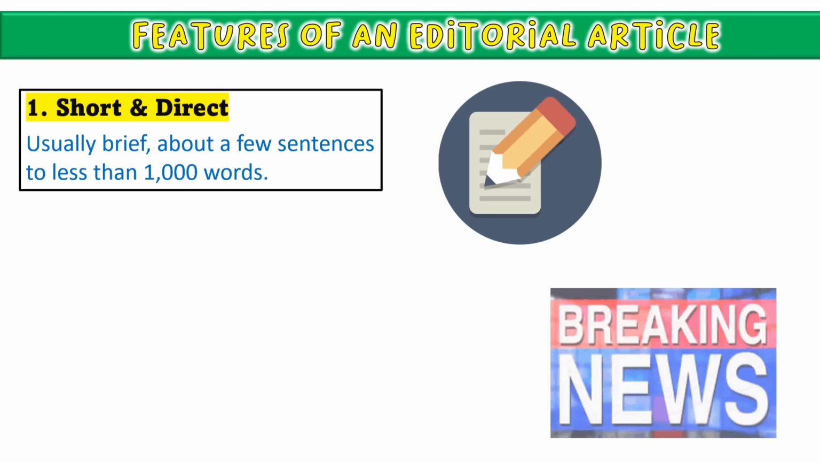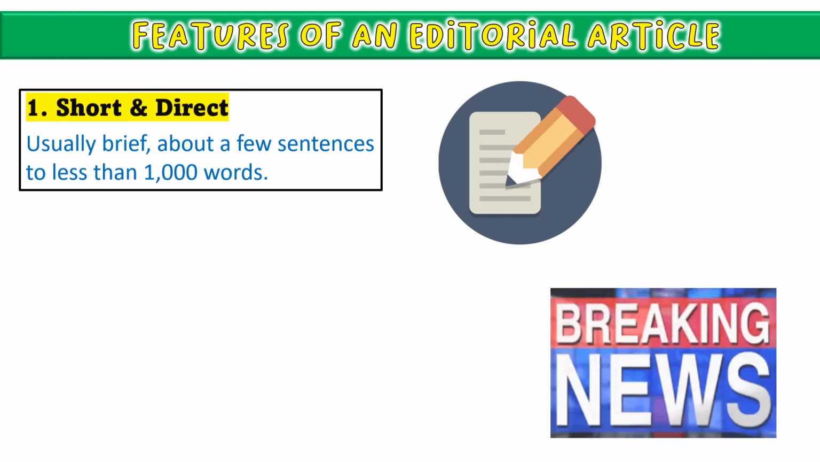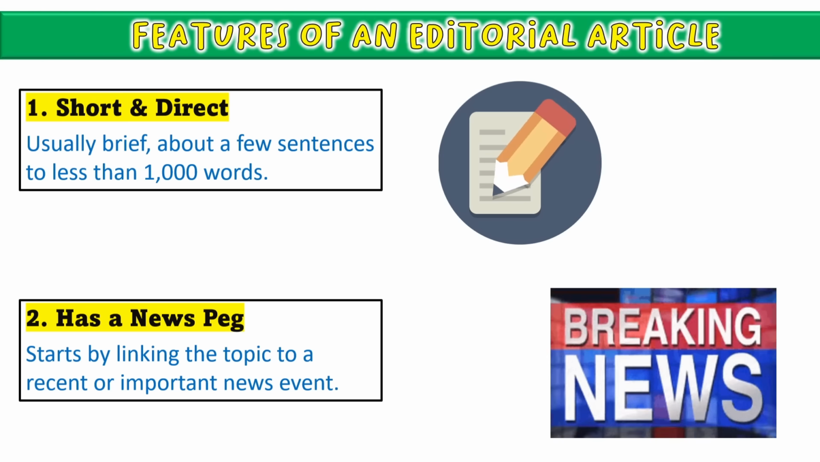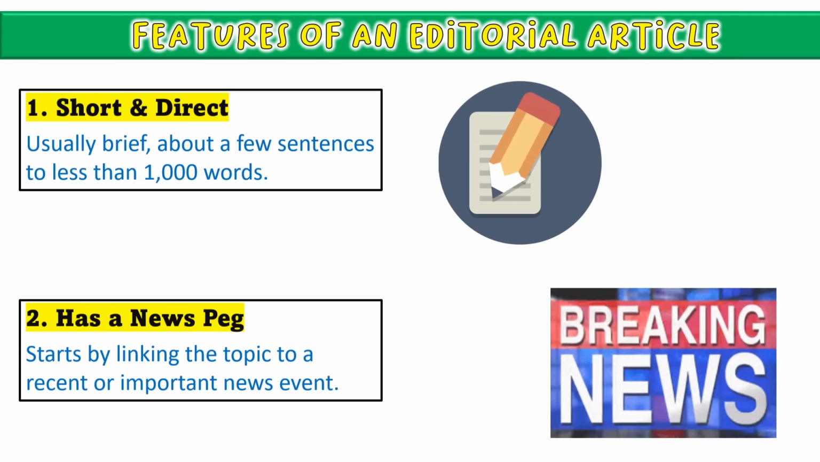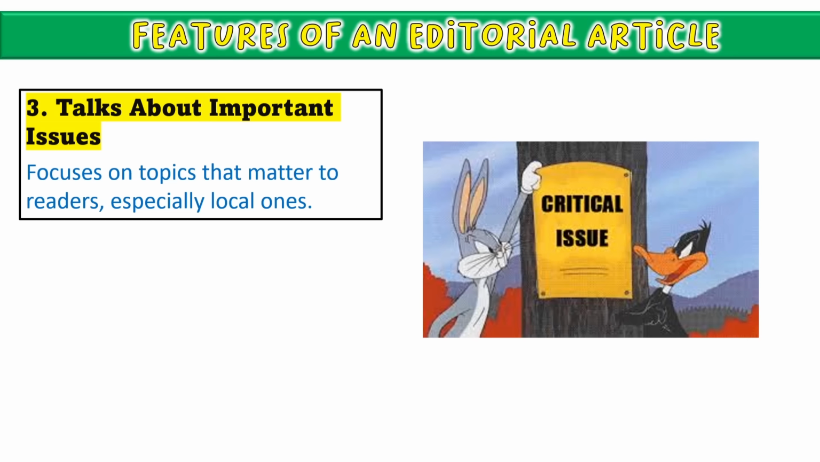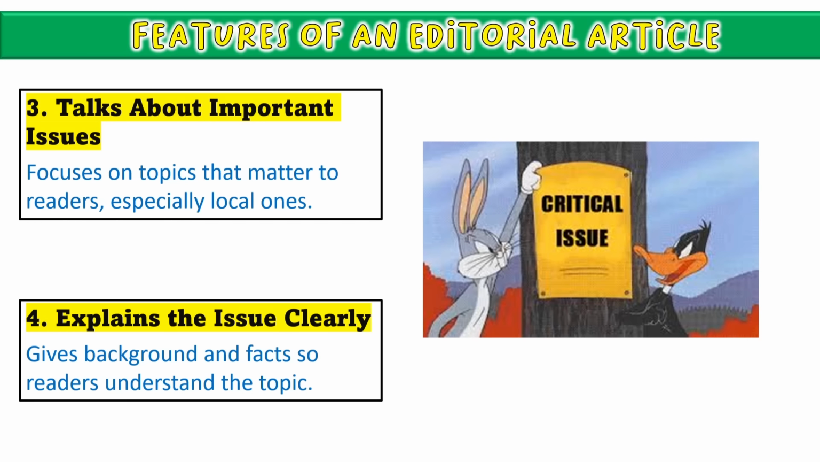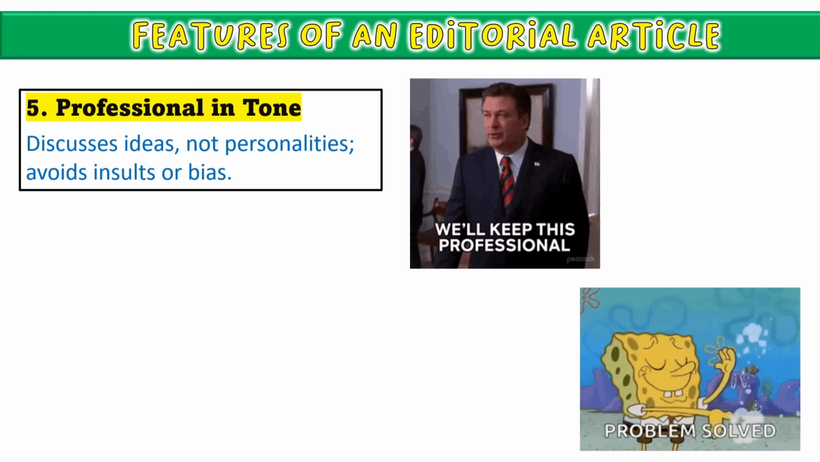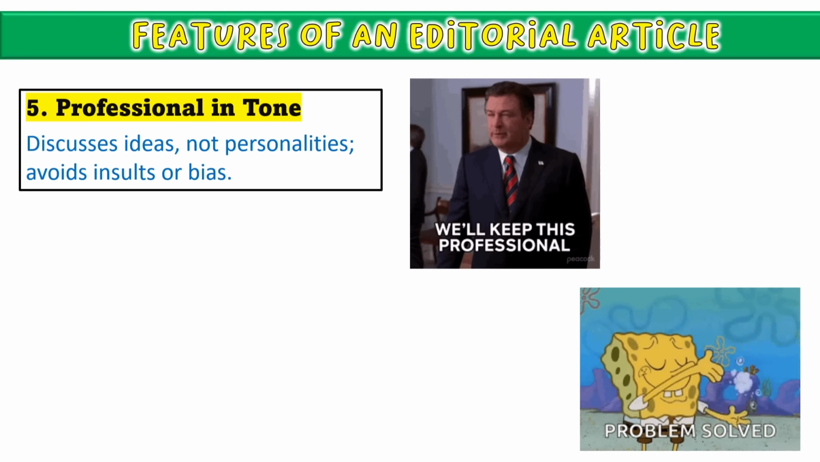1. Short and direct. Usually brief, about a few sentences to less than 1,000 words. 2. Has a news peg. It starts by linking the topic to a recent or important news event. 3. Talks about important issues. It focuses on topics that matter to readers, especially local ones. 4. Explains the issue clearly. It gives background and facts so readers understand the topic. 5. Professional in tone. It discusses ideas, not personalities. It avoids insults or bias.